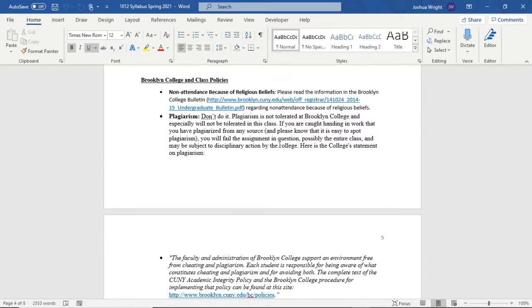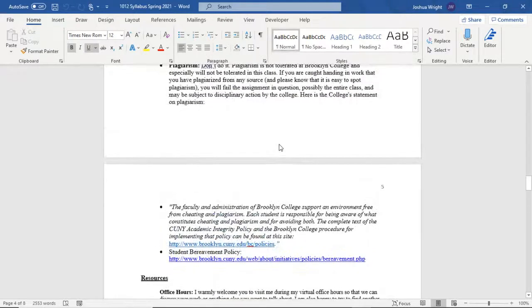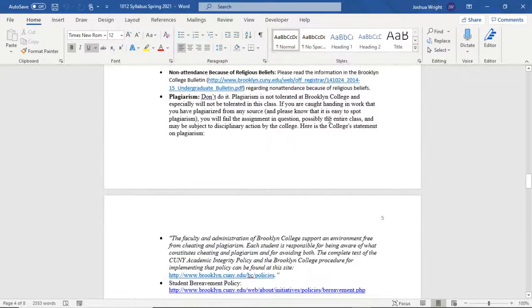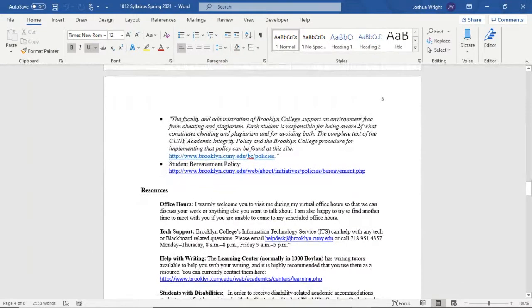If you are caught handing in work that you have plagiarized from any source, and please know that it is easy to spot plagiarism. That's not a joke. It is even easier in the online environment. You will fail the assignment in question, possibly the entire course, and you may be subject to disciplinary action by the college. You will be reported. I will report you to the college, as is my duty. I'm expected to do so if I catch plagiarism, and you can read that here.